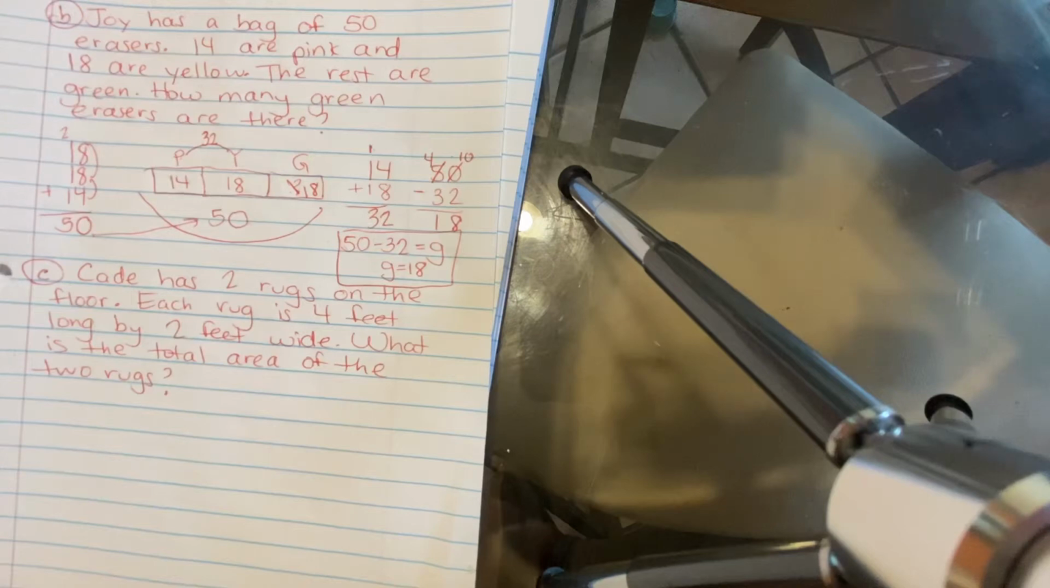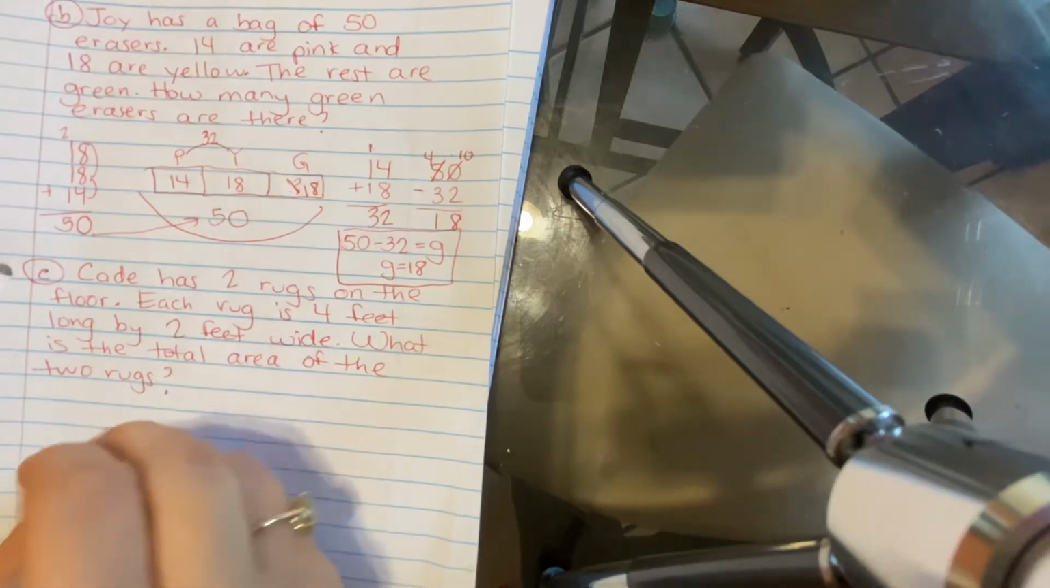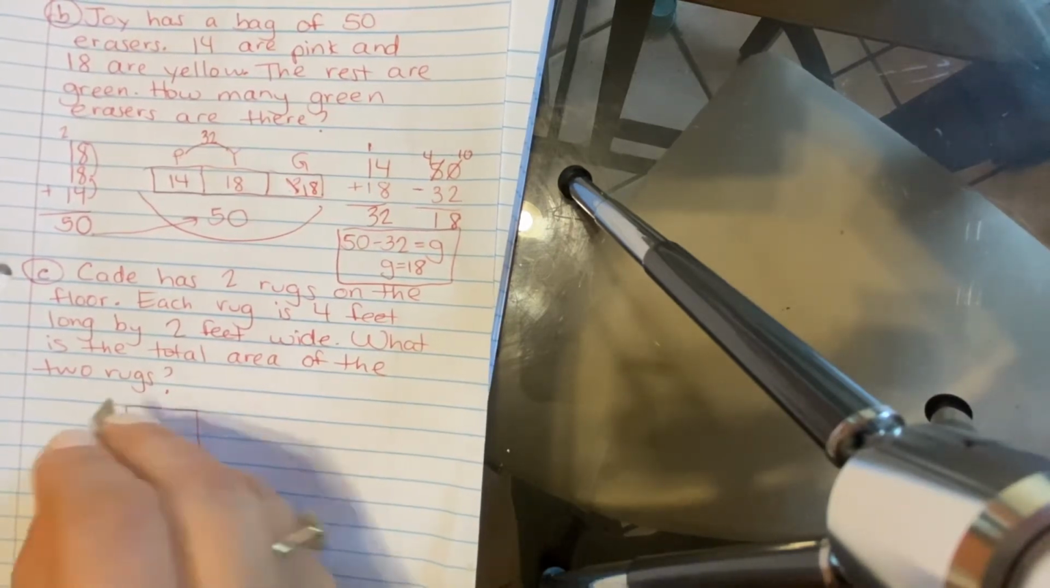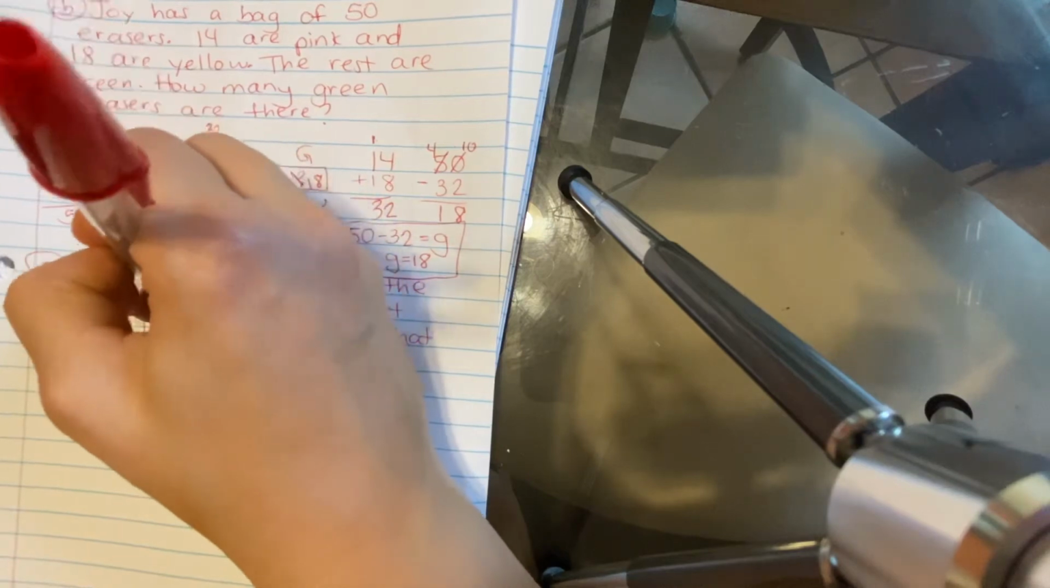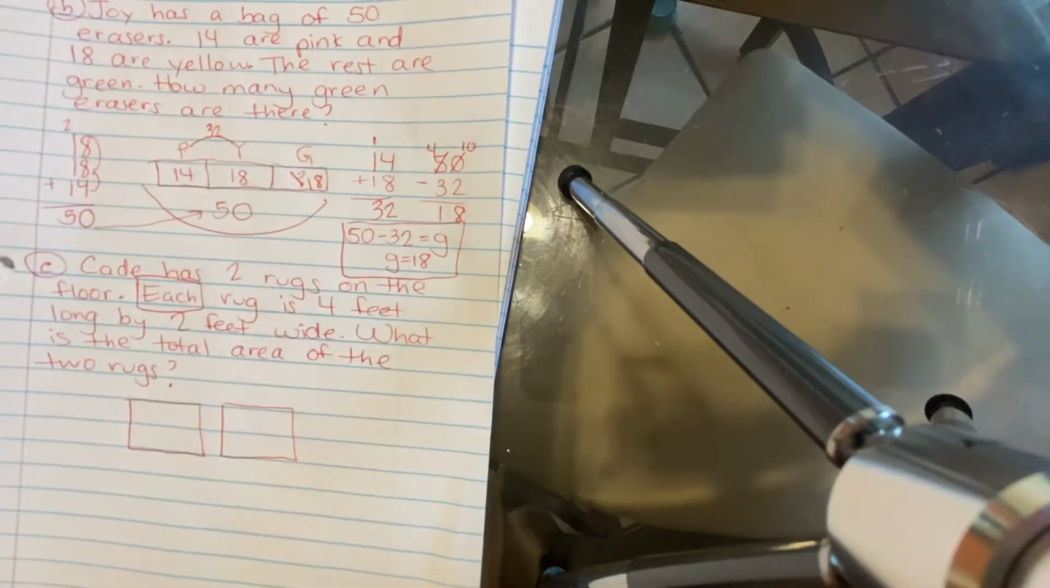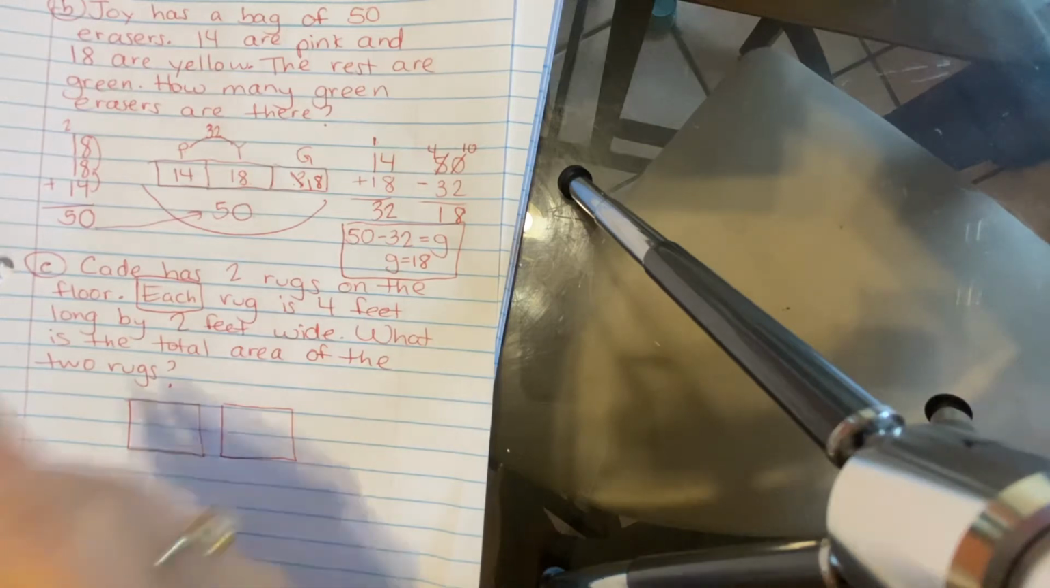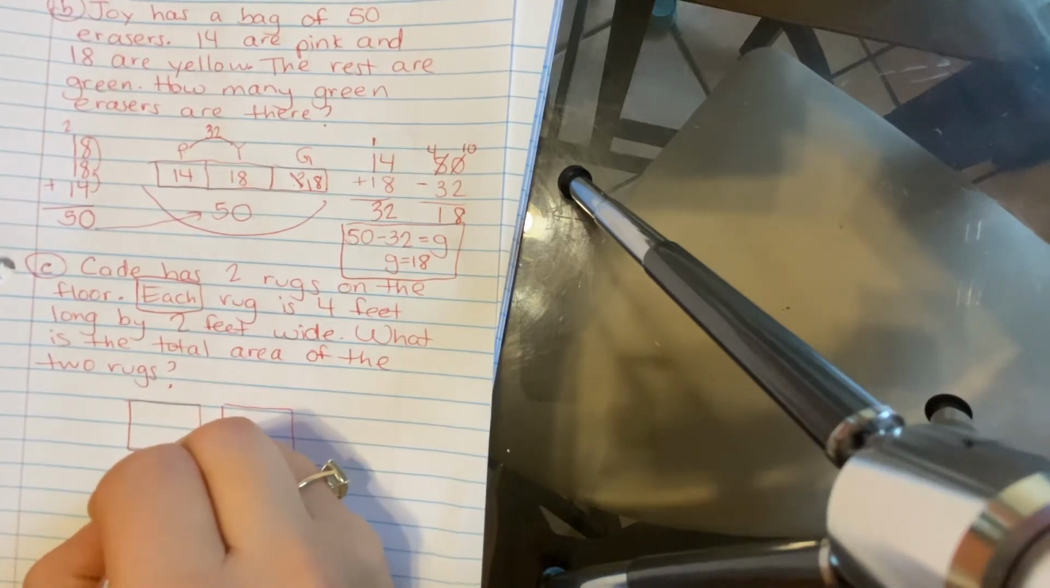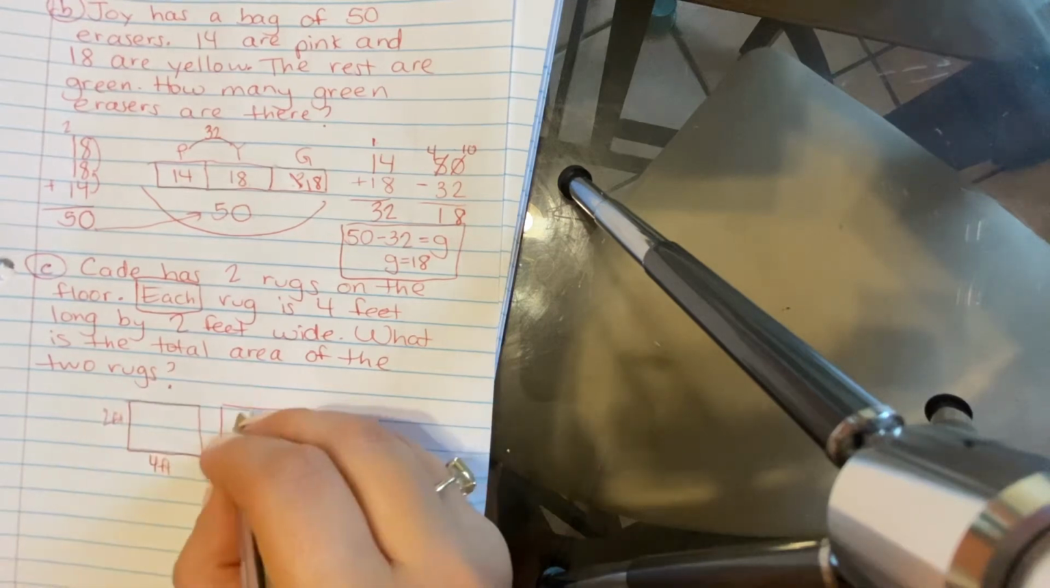All right, C. Cade has 2 rugs on the floor. Okay, I'm going to stop there. 1, 2. Each rug, we know that each means 1 rug. That's a clue word that I taught them throughout the year. Each means 1. Each rug is 4 feet long and 2 feet wide.